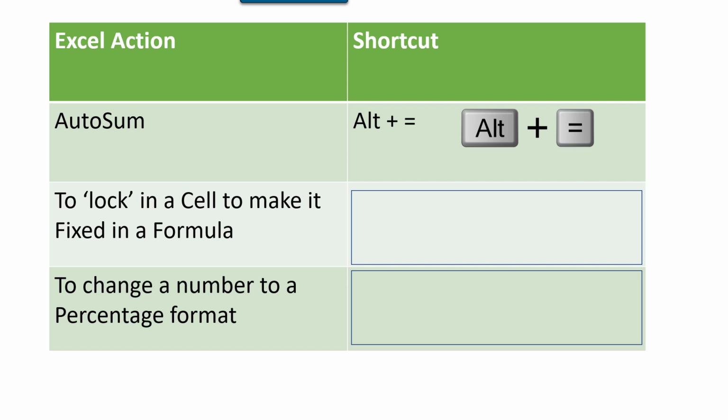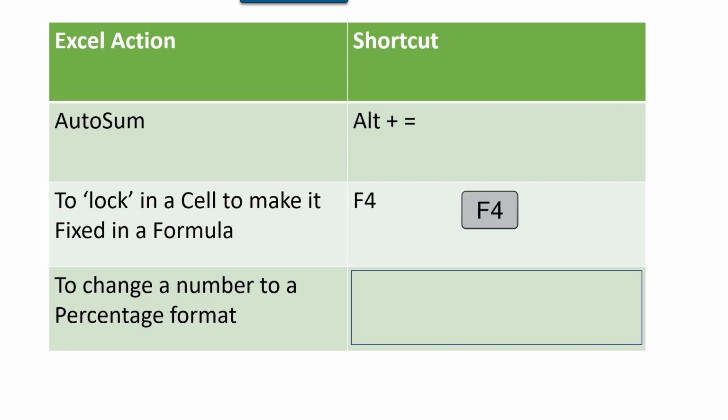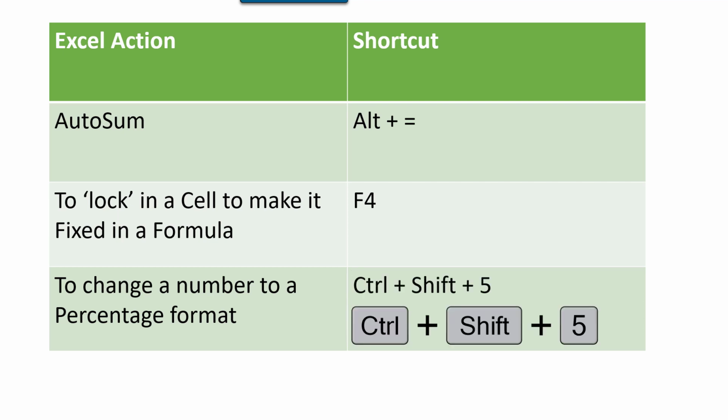So to recap, we've got Alt equals for AutoSum. To lock a cell in, to make it fixed, we press the F4 function key, and to change a number to a percent, Control-Shift-5. And that will format your answer as a percent.